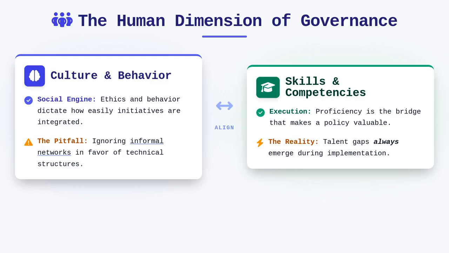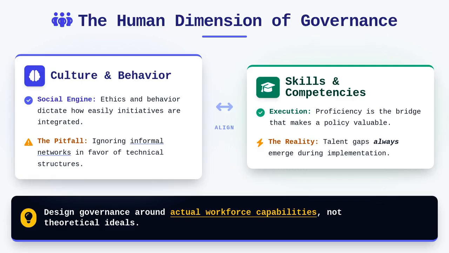A well-designed policy is worthless if the staff lacks the specific proficiency required to carry it out. This highlights the necessity of aligning your architectural governance design with the actual capabilities present in your workforce, as talent gaps will always reveal themselves during implementation.